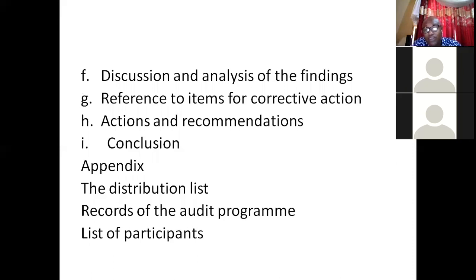Then you now do the discussion and analysis of the findings. After carrying out the study, after collecting the questionnaires, after doing all the tests, there will be a result. So you want to do the discussion of the result. You tell them, after testing your workers' blood samples, we find out that most of the workers have high blood pressure, or they have low blood sugar, or they have this. Those are things you must discuss and try to find out.